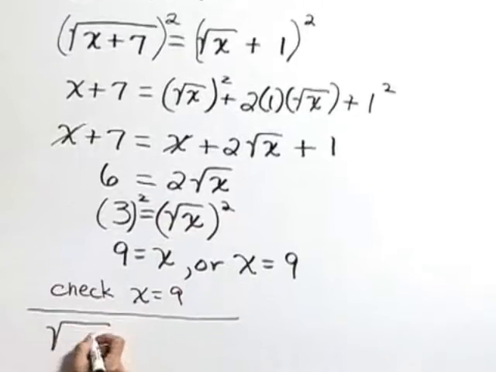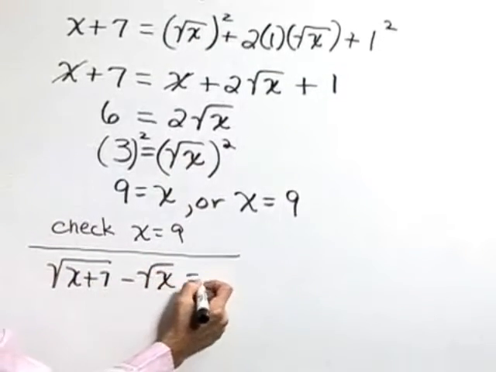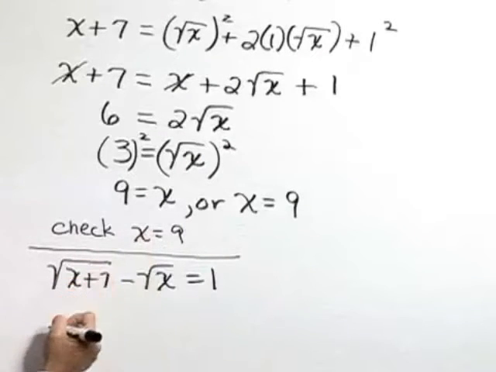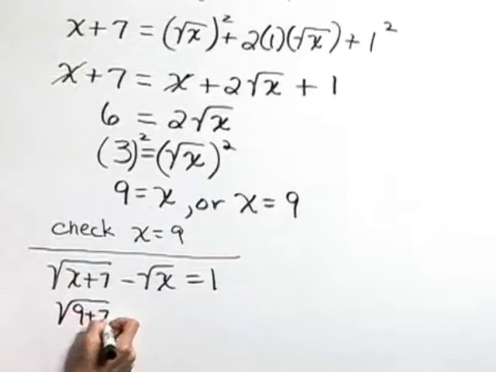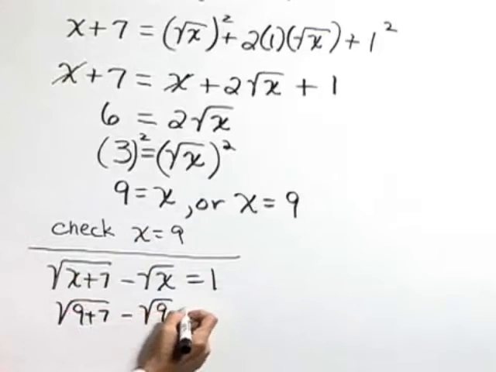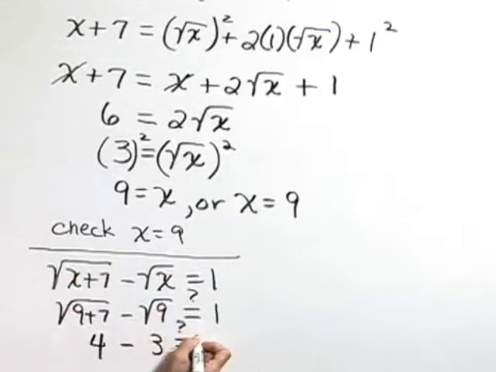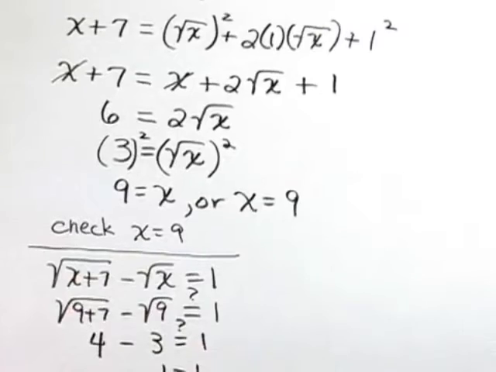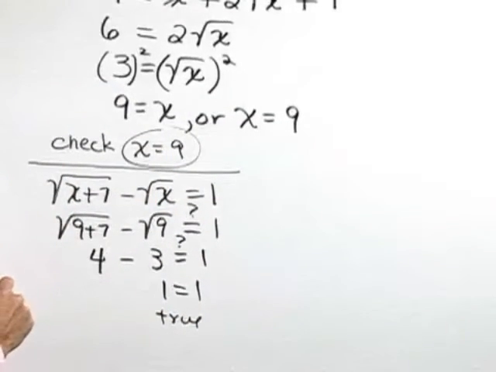That original equation is the square root of x plus 7 minus the square root of x is equal to 1. Substituting 9 in for x, the square root of 9 plus 7 minus the square root of 9, is that equal to 1? So the square root of 16, or 4, minus the square root of 9, 3, is that equal to 1? Yes, it sure is. That is true, and x equal 9 is indeed a solution.